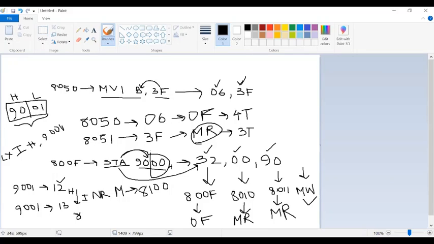So 8100 stores INR M. What is the machine code of INR M? I think it's 34. 34 is the machine code for INR M. Okay, so this is called the opcode fetch machine cycle. Now is it finished? No, because it's only the opcode fetch machine cycle, which tells which operation is to be performed. Now what operation is to be performed? To increment the data by 1.